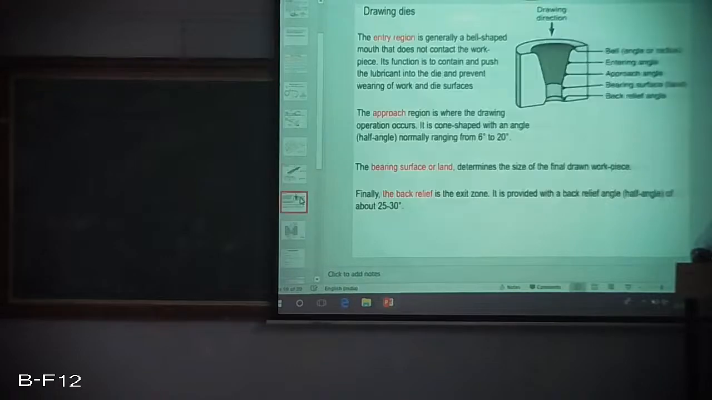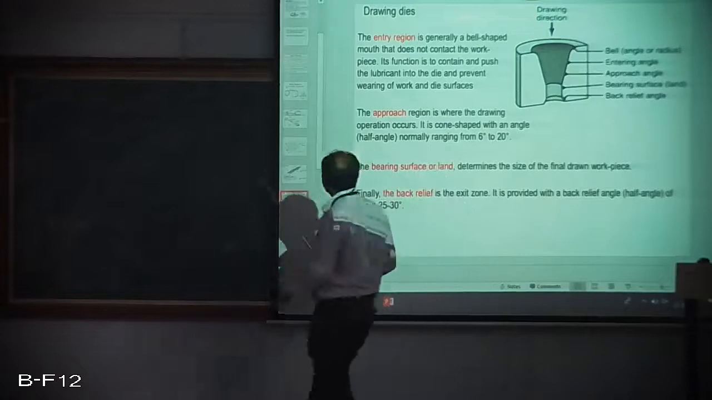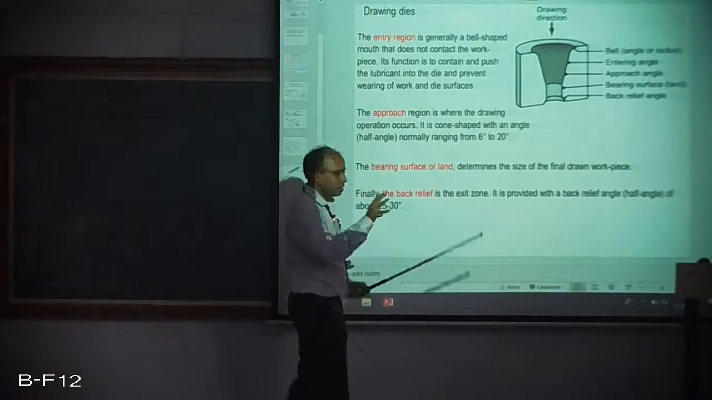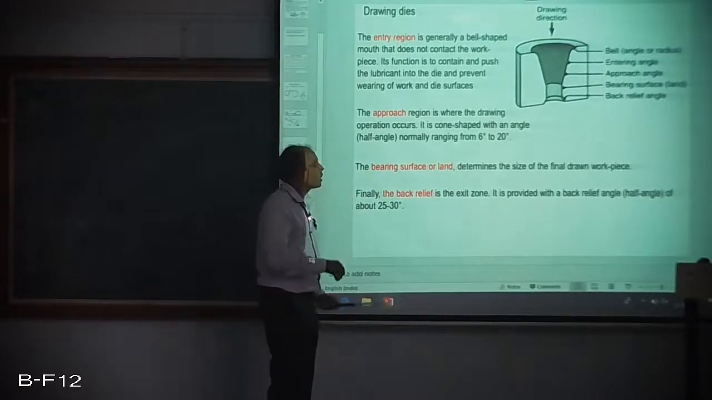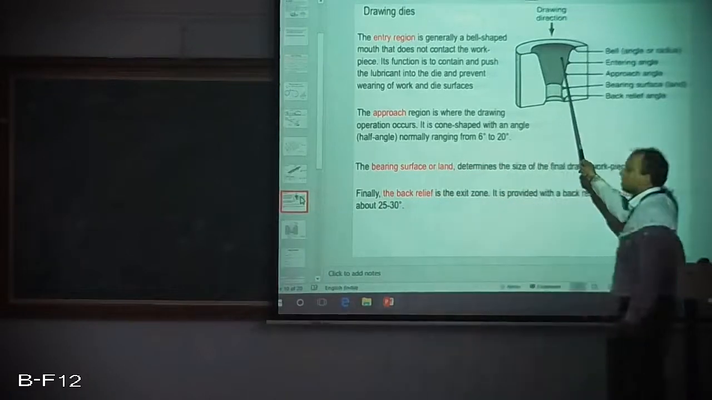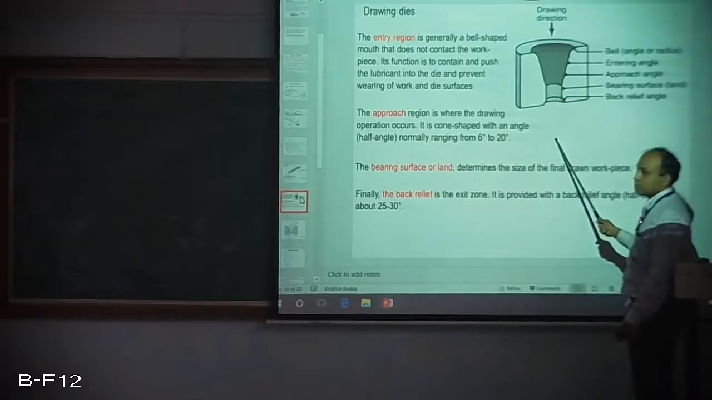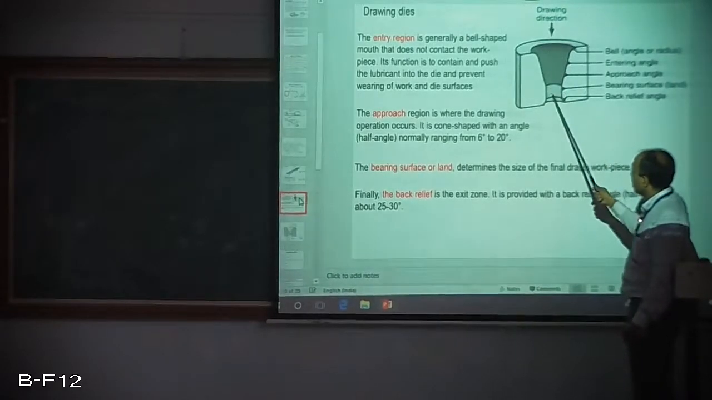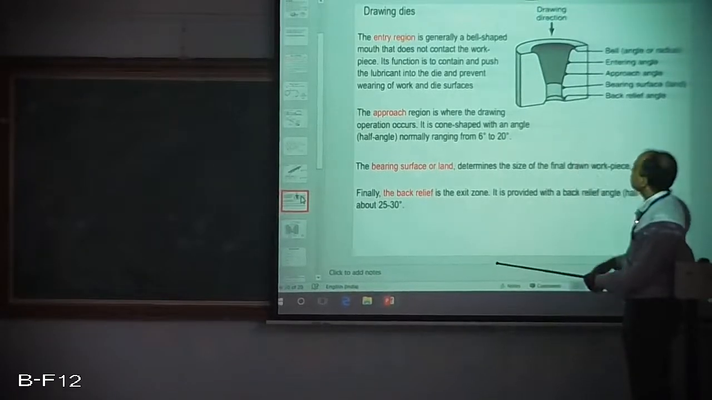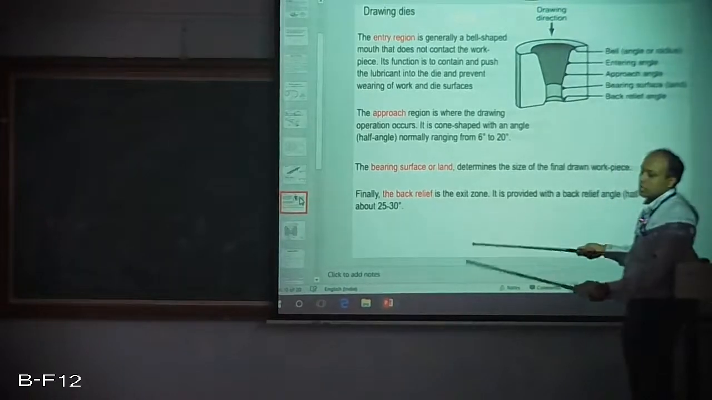Okay. Next was your drawing die. This was your drawing die, a typical image of the drawing die. What are the different elements in the drawing die? The first one is the entry region. Whenever I say entry region, it is a bell shape. Okay, this is the entry region. Entry and exit. So the stock will come in from here and the finished product will go out from here. Instead of placing it horizontally, I have placed it vertically. Okay. So the entry region is bell shaped. What is the reason for having a bell shape?